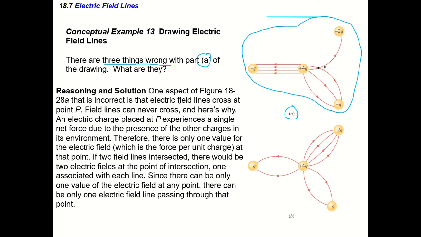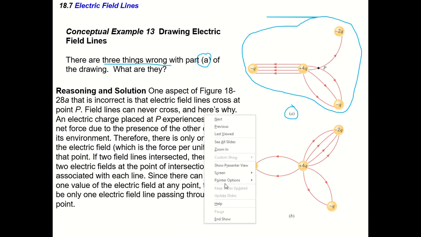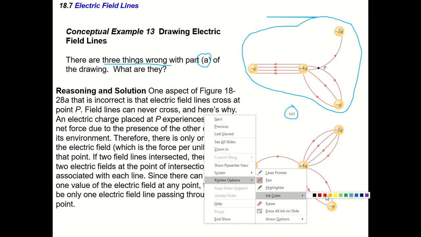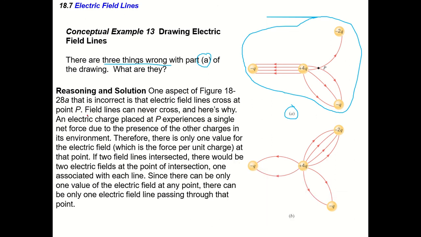So, reasoning and solution. One aspect of figure 18-28A that is incorrect is that electric field lines cross at point P. Electric field lines will not cross, so this one is already wrong. That's the first wrong. Remember that field lines can never cross.